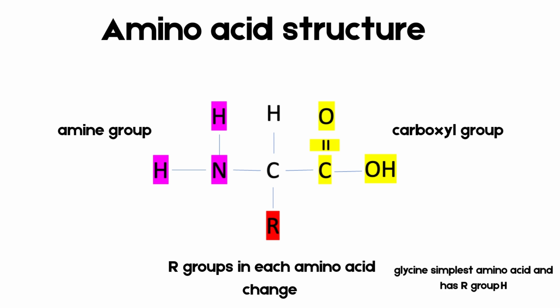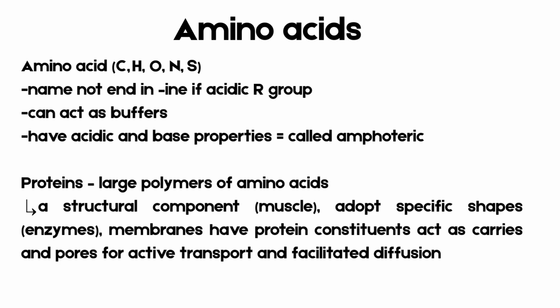The simplest amino acid is glycine, with an R group that's just a single hydrogen atom. An amino acid is made up of carbon, hydrogen, oxygen, and nitrogen, and some also contain sulfur. Amino acids are amphoteric, meaning they can act as both acids and bases, so they can also act as buffers, helping to resist pH changes.